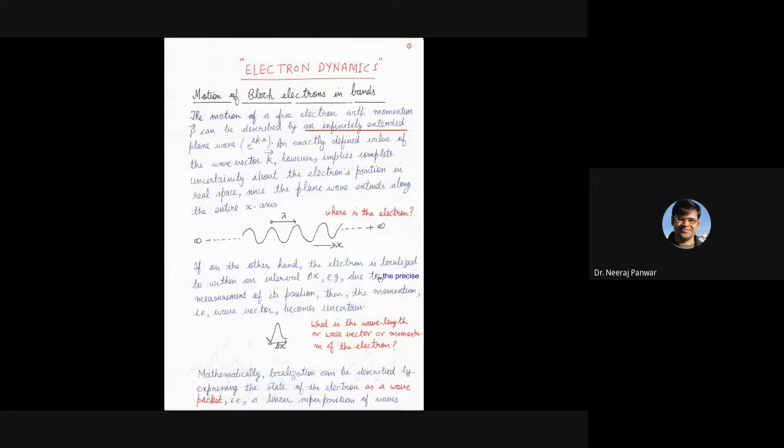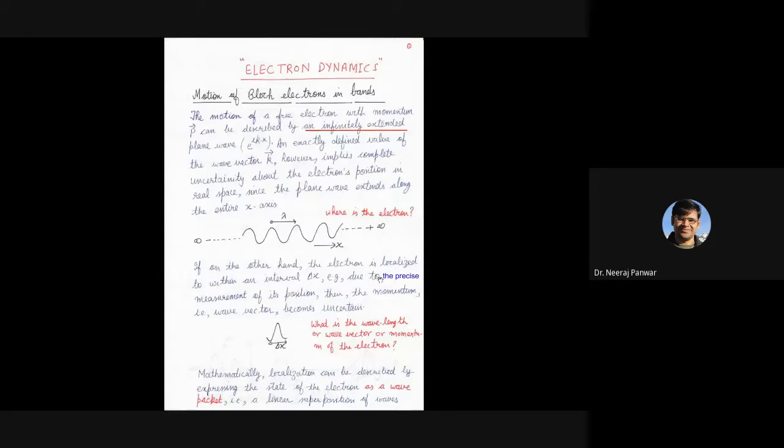We will see how the velocity of electron will vary depending upon the position of electron in a band. So this is going to be a very interesting topic. It requires your attention. If you want to understand the electron dynamics in a band, then it requires your positive attention.